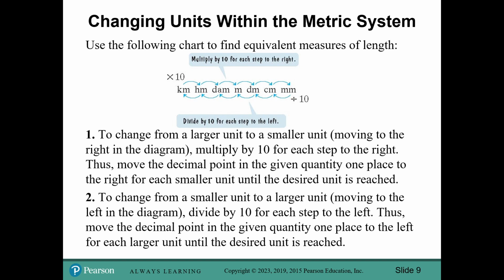So now, according to this chart, to change from a larger unit to a smaller unit, moving to the right in the diagram, we want to multiply by 10 for each step to the right. Thus, move the decimal point in the given quantity one place to the right for each smaller unit until the desired unit is reached. To change a smaller unit to a larger unit, moving to the left in the diagram, we're going to divide by 10 for each step to the left. Thus, we're going to move the decimal point one place left for each larger unit until the desired unit is reached.